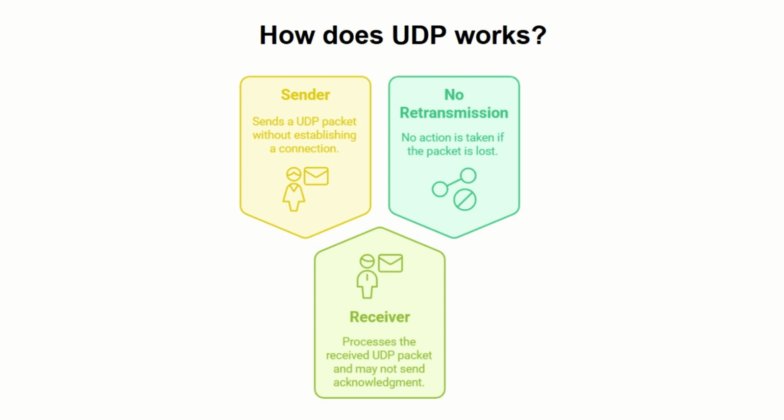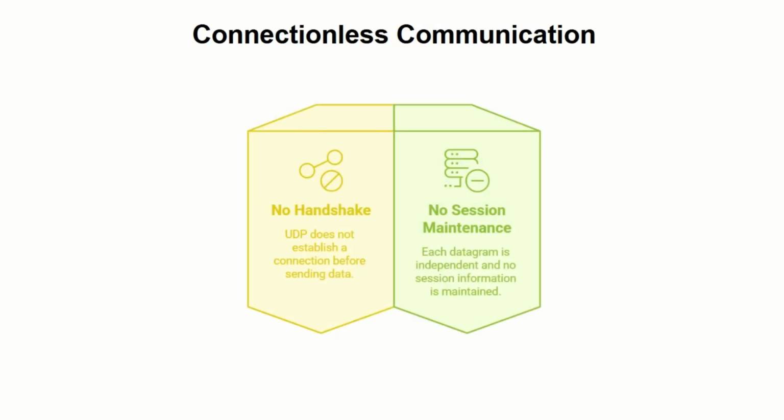So how does UDP work? UDP does not guarantee reliable delivery or in-order packet transmission, but it's ideal for real-time applications where speed is more important than reliability. So it's a connectionless communication. There is no guarantee of reliability, and no flow control or congestion control. Again, like TCP, UDP doesn't have proper flow control. With connectionless communication, no handshake happens.